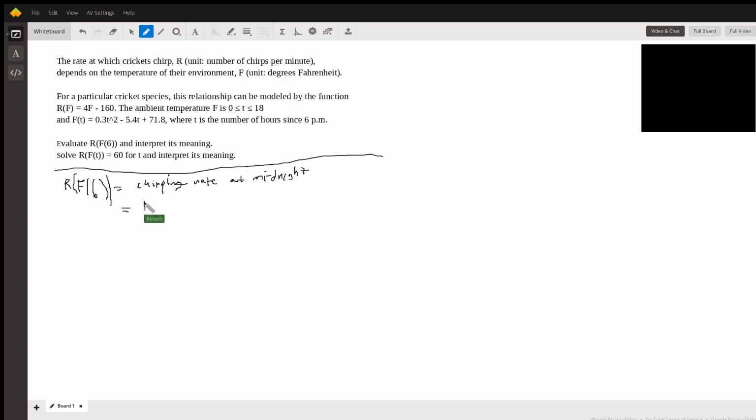And so let's do the math. So this is R. We replace F of 6 with 0.3 times 6 squared, which is 36, minus 5.4 times 6 plus 71.8. And so, according to my calculator, that's 50.2.